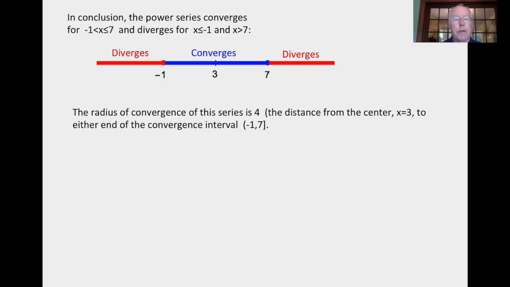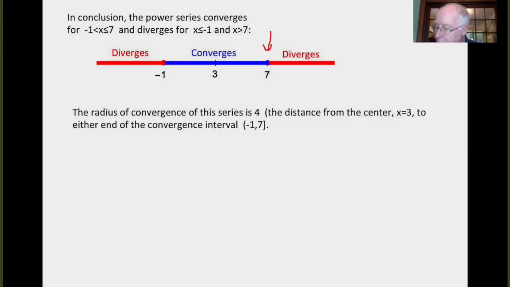So our conclusion then looks like this. The power series converges for minus 1 less than x less than or equal to 7. So we have filled in this blue dot here, denoting the convergence at 7. Filled in the red dot, indicating the divergence at minus 1. Now, once again, this diagram tells us we have radius of convergence of 4. To get the radius of convergence of a power series, you go from the center point, the point of expansion, out to either edge, and that distance is 4, and that distance is called the radius of the power series. And so we have radius 4 in this case.